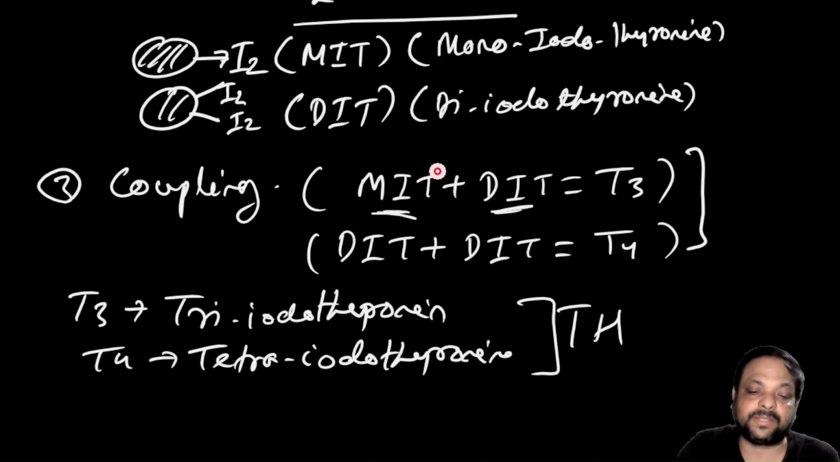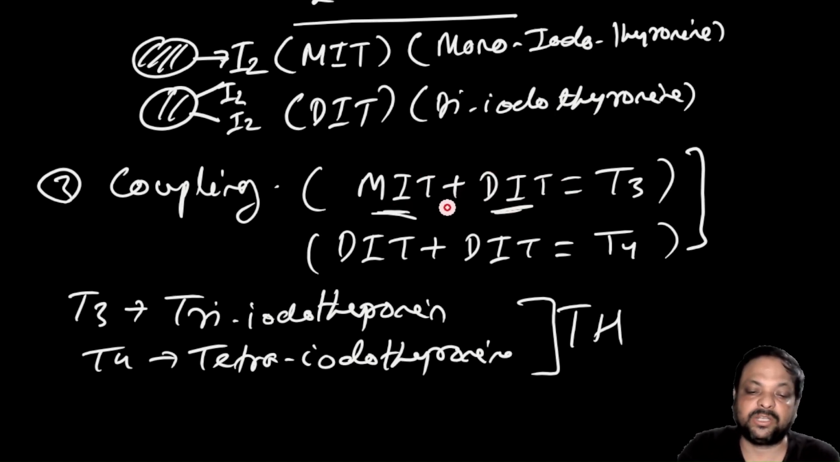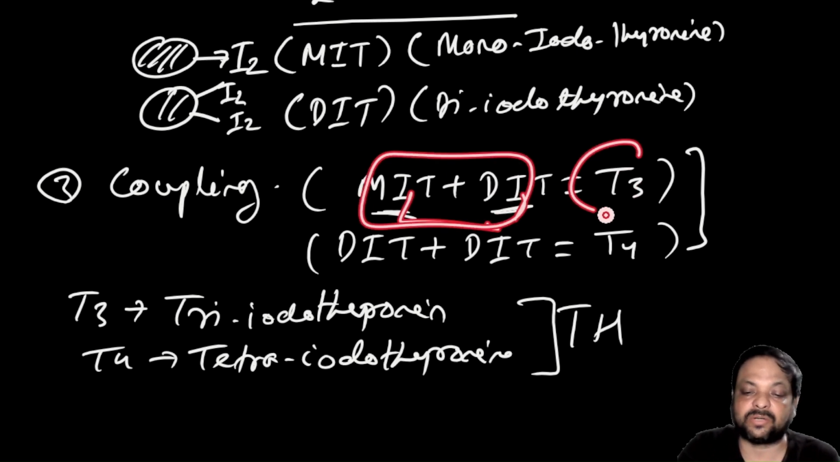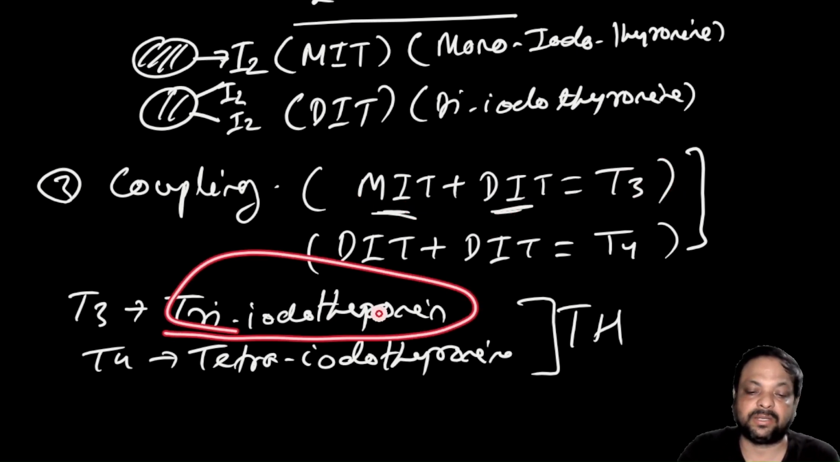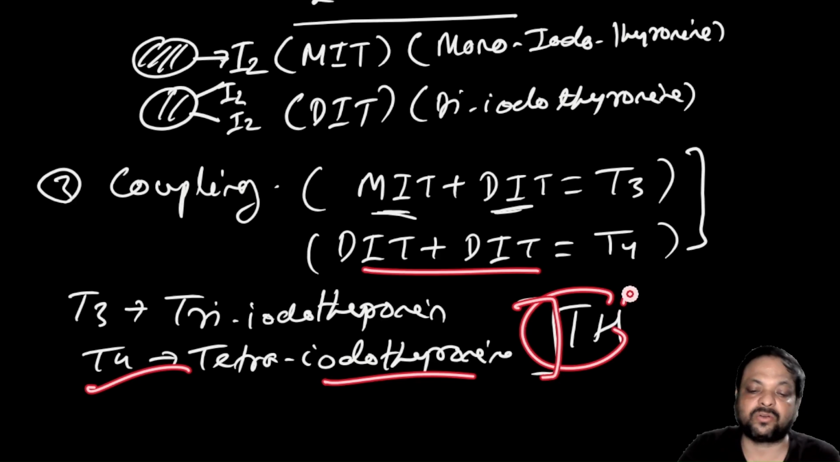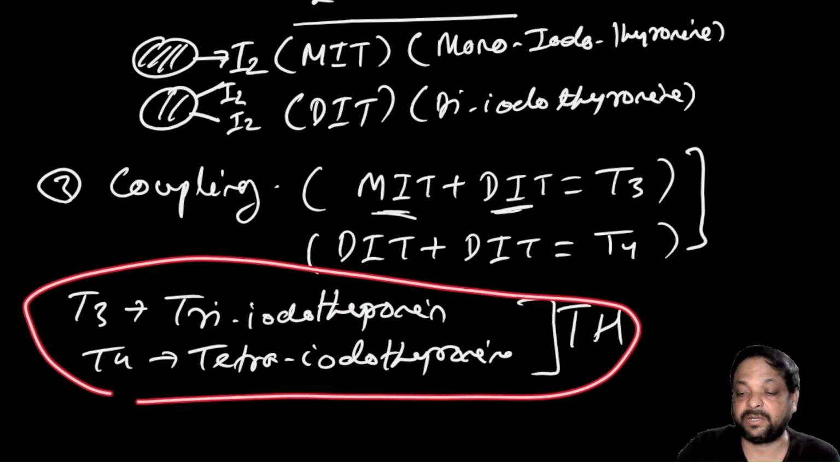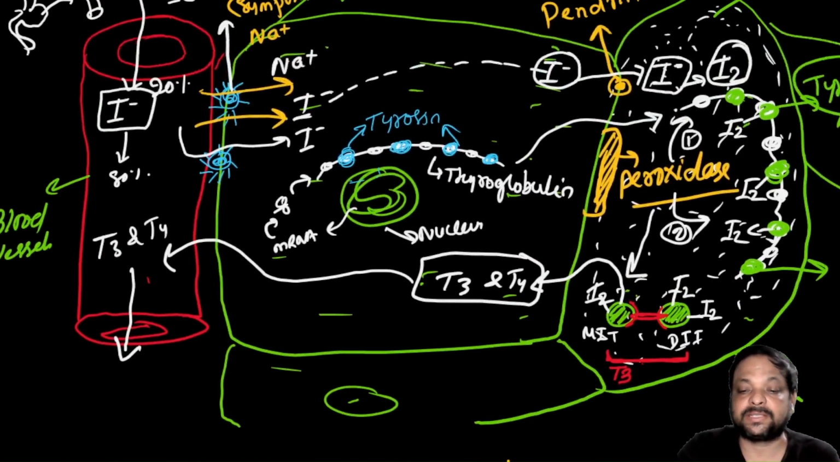In the coupling function, what happens? Now this MIT and DIT are chemically bonded. And when the bond is present between two, they form a single compound that is called T3, triiodothyronine. And this is DIT with DIT, that is called T4, tetraiodothyronine. And both the hormones together are called the thyroid hormone. So there are two different types of thyroid hormone. Now we find these thyroid hormones are produced inside the colloid. Got it? So all the thyroid hormones are produced inside the colloid.